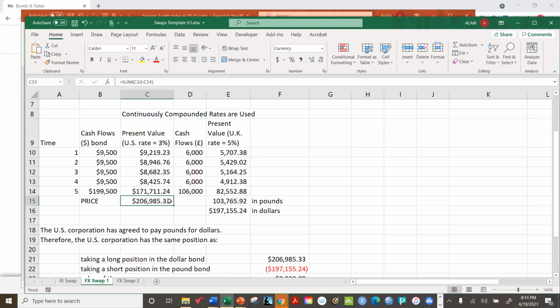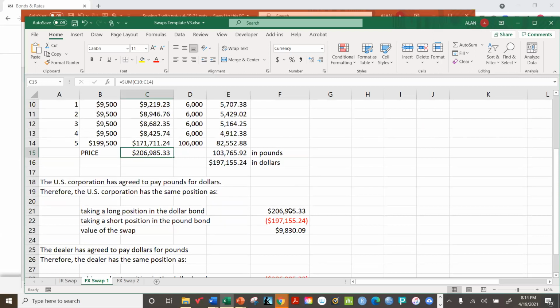So what we're saying is that the dollar bond is worth 206,985.33. The pound bond is only worth 197,155.24. So the corporation that's entered into the swap has a long position in the dollar bond and a short position in the pound bond, which means that they're up $9,830.09.